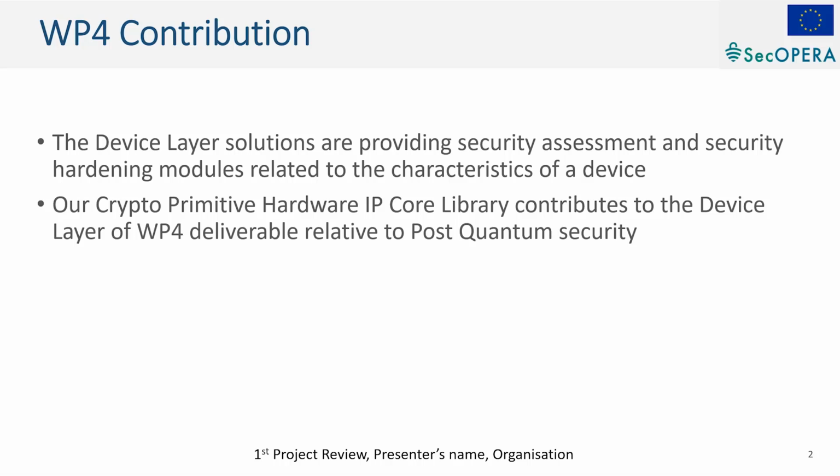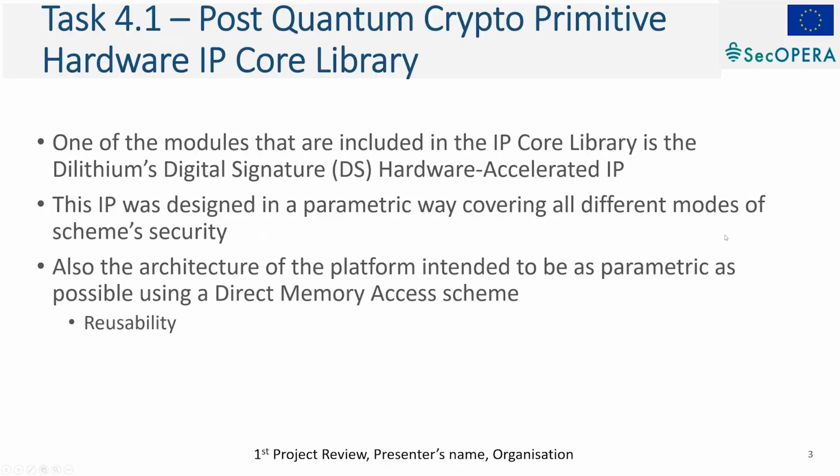Our crypto primitive hardware IP core library contributes to this layer relative to post-quantum security. One of the modules inside our IP is the Dilithium digital signature hardware accelerated IP. It was designed in a parametric way for all different modes of operation and security levels of Dilithium. Also, the system architecture of this platform is made parametric so it can be reused for different IP modules inside this core library.